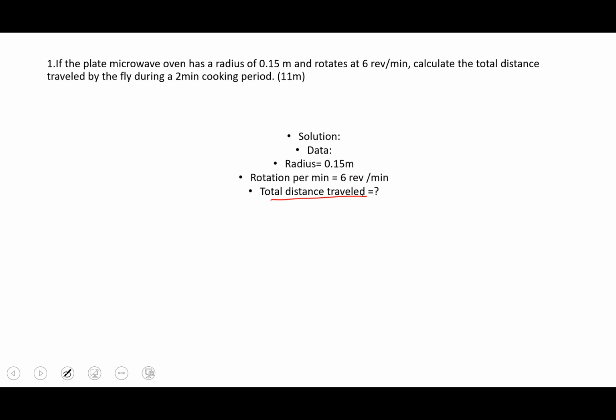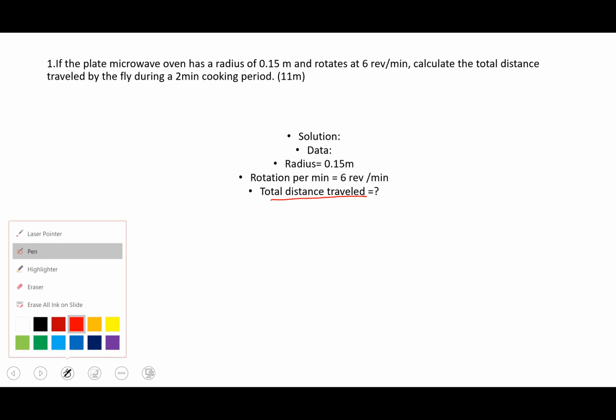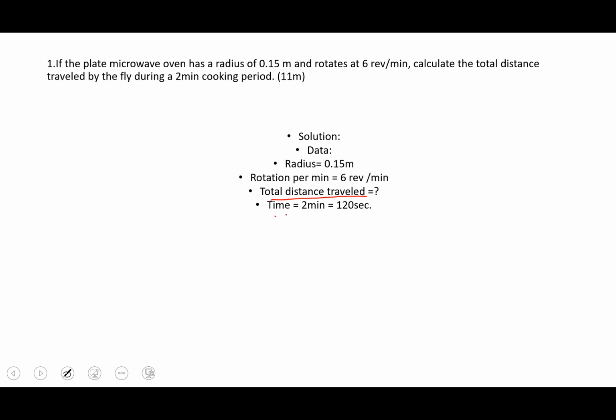The total distance traveled we have to calculate, which is the question mark, and the time given to us is 2 minutes, which we can convert into 120 seconds. The angular velocity, which is given in radian per second, will be 6 multiplied by 2 pi by 60, because we have to convert the revolution into radian per second. So the answer will be 0.628 radian per second.